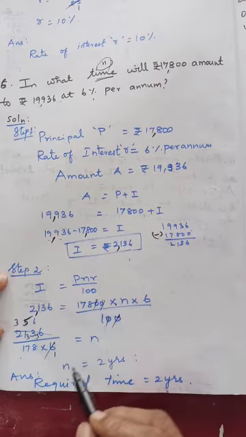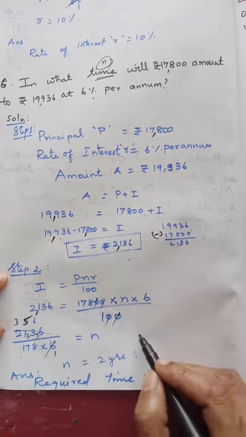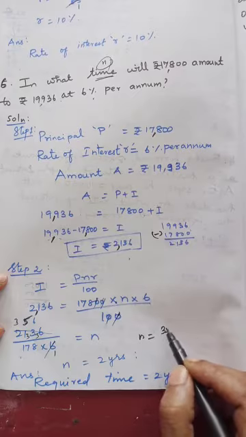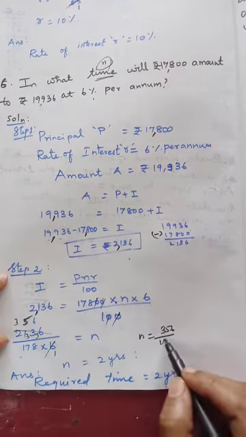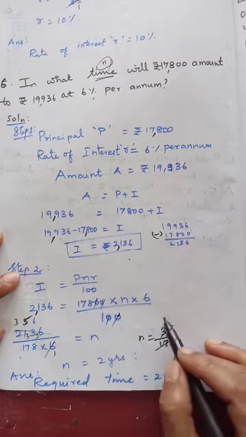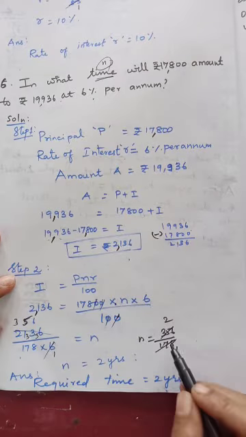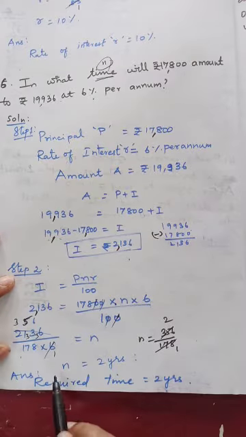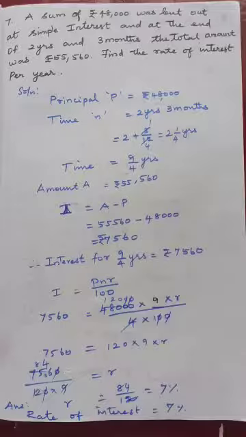So n is equal to 356 by 178. Okay, 178 one time, here 2 times. 178 twos are 356. So n is equal to 2 years. Answer: required time is equal to 2 years.